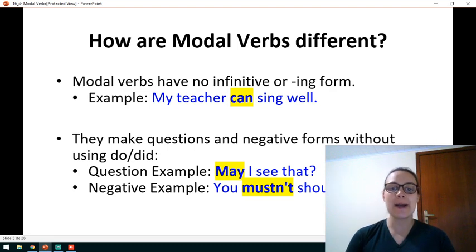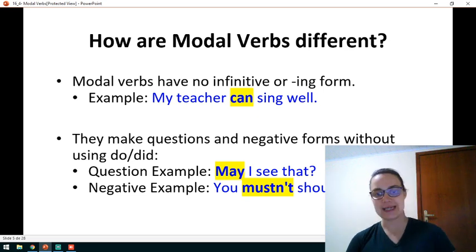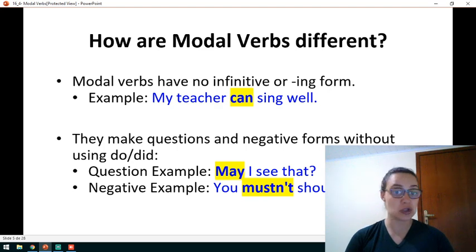So an example of a question you might see would be, may I see that please? So we don't say do may I see that or did may I see that, okay? We just use the modal verb. You don't need to use do or did.